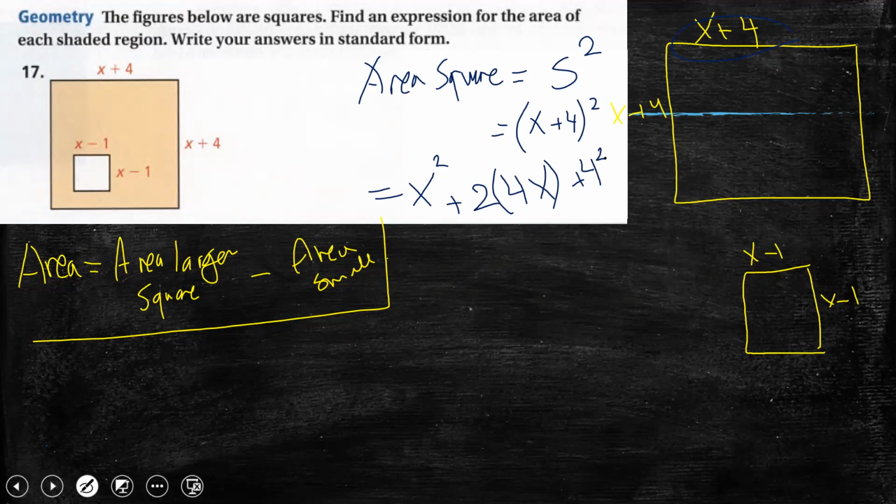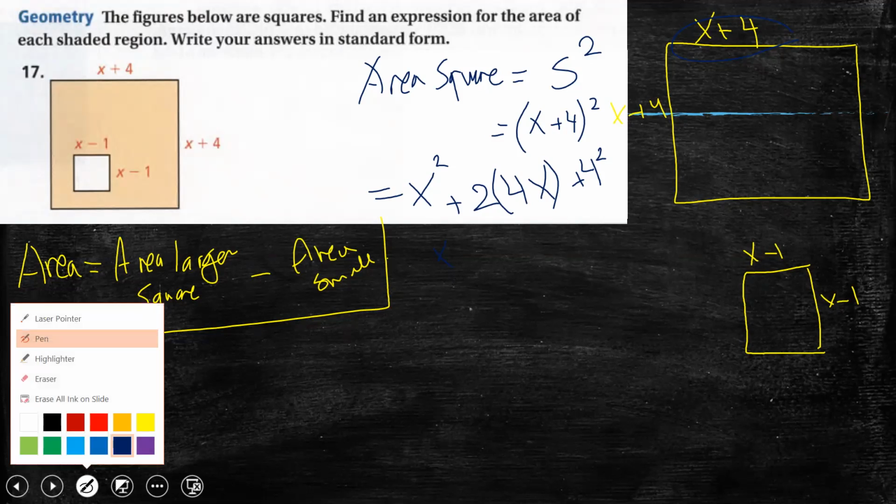Yes. Then they are asking about what? The area of the shaded region only? Yes. What is the area of each shaded region? They mean this orange one, the orange region. Yes, this is the shaded one.